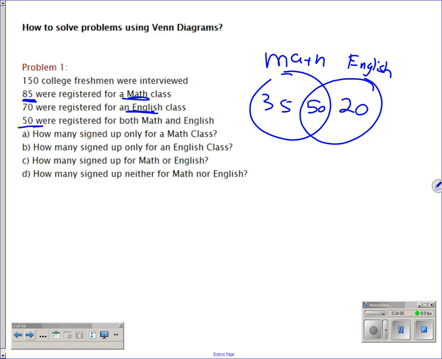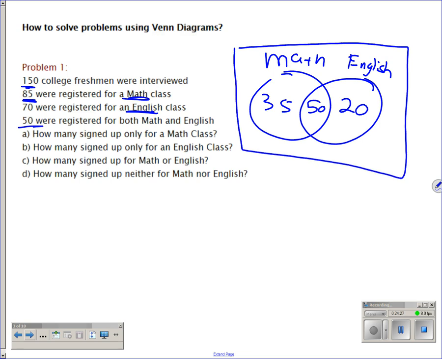Now, what does that add up to? 35, 50, 20, what does that add up to? 105. Is that every single person in my study? No, I have 150. So there are 45 students that didn't take either math or English. In a Venn diagram problem, what you really have is a square or a rectangle that represents the entire population. Whatever's not inside the circles is considered the rest of the population. That 45 represents everybody else. Okay.